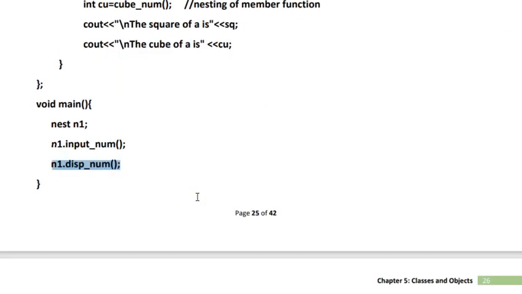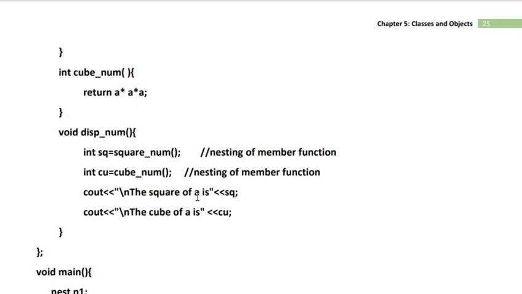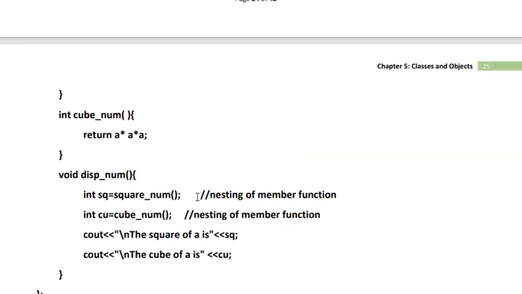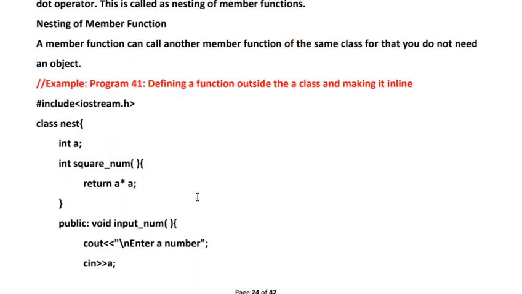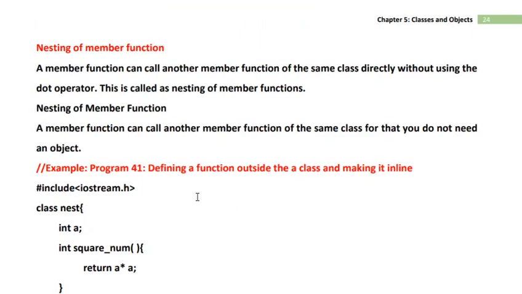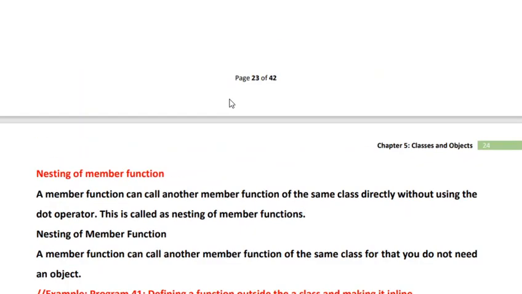So this is how we can invoke a member function inside another member function. This is called nesting of member functions. Here a member function can call another member function of the same class directly without using the dot operator. This is the way we can do nesting.